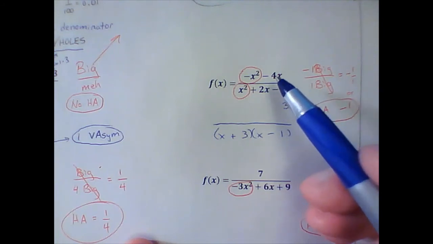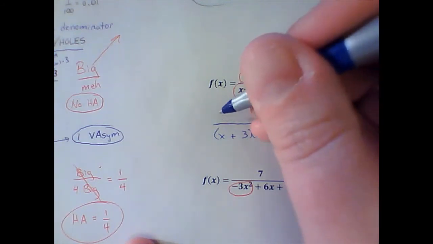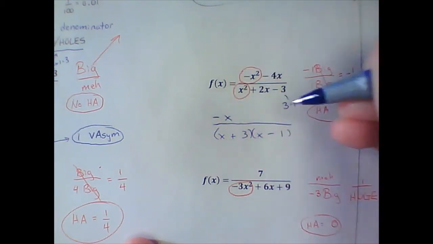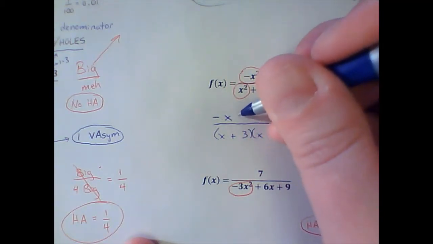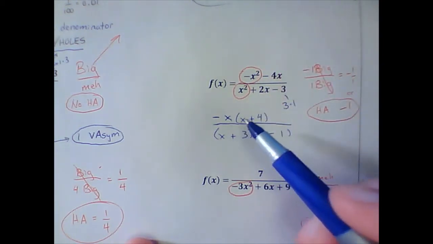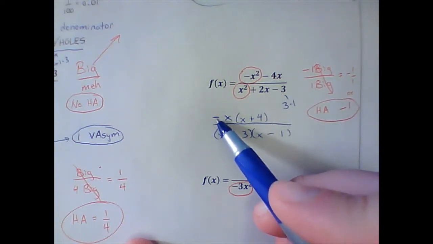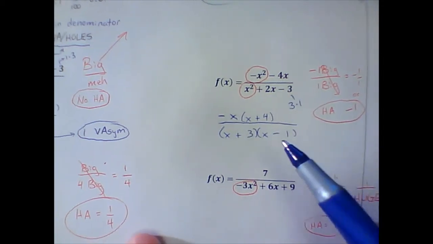On the top, there are a couple of greatest common factors here. And guys, if your highest degree, either top or bottom, has a negative in front of it, pull the negative. It just makes life easier. Okay, so we have pulled the negative. Because we pulled the negative, it affects the sign of everything left in the parentheses.